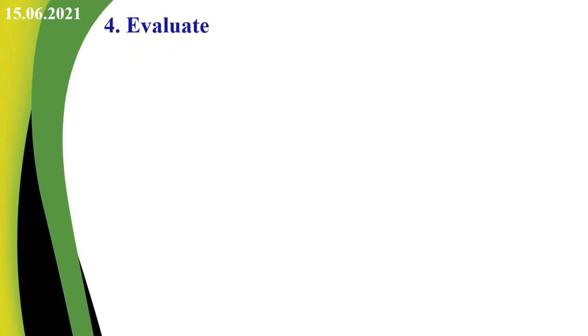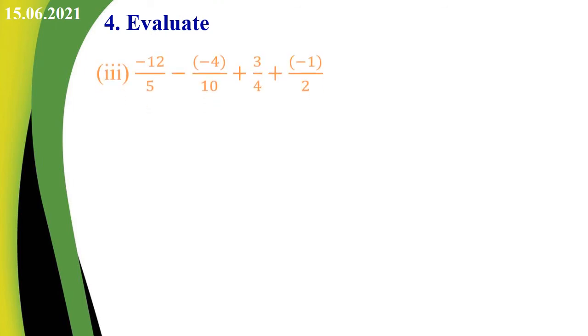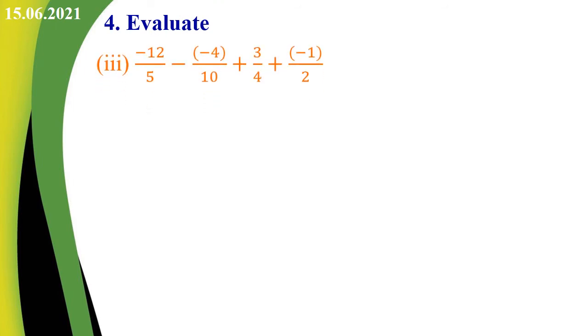Let's see fourth one. Evaluate. Third question, minus 12 by 5 minus 4 by 10 plus 3 by 4 plus minus 1 by 2. Let us find the solution. This one same as addition or subtraction, but here given more than 2 rational numbers. As usual, we have to follow the same steps. Here different denominator. So we need to find LCM.